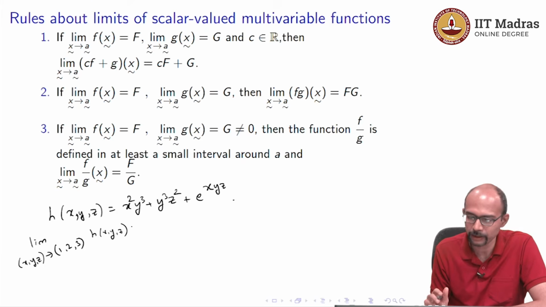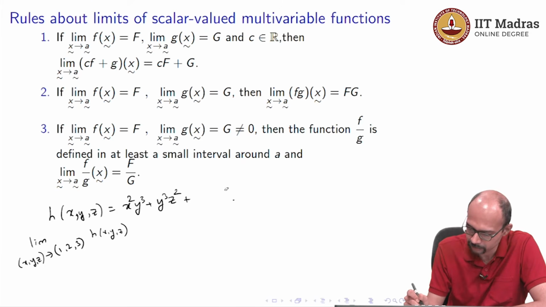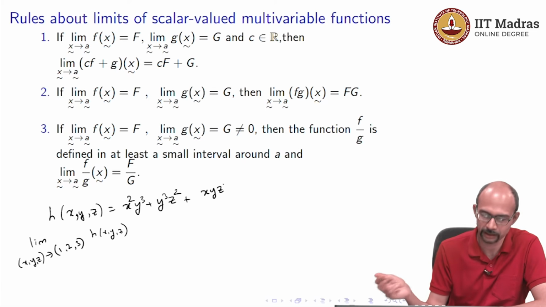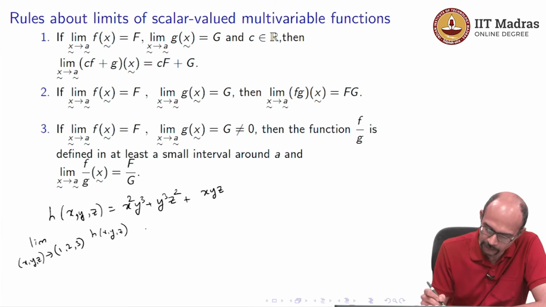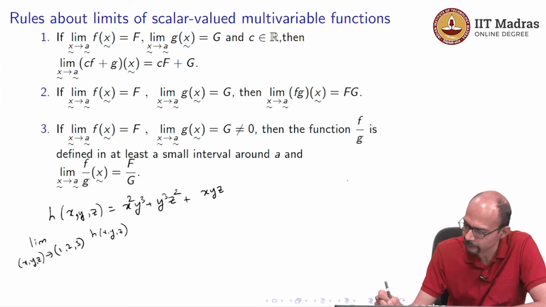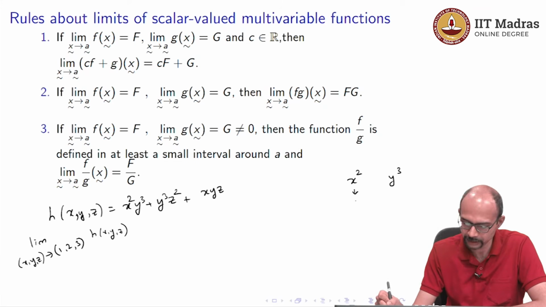Well, let's see if I can apply whatever I have above. Let me not take e to the power xyz, instead let me take just xyz. We will come to e to the power xyz in a minute. So, if you take this limit, first let us look at x squared y cubed. We saw on the previous slide that both of these individually exist, and this limit is going to be 1 squared, just substitution, and this limit is going to be 2 cubed, right.